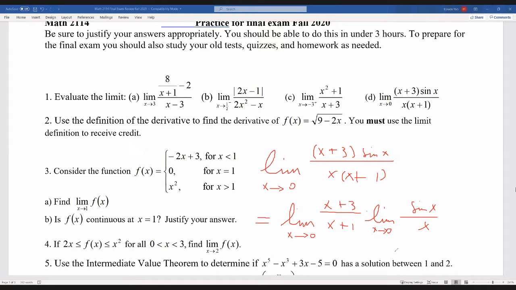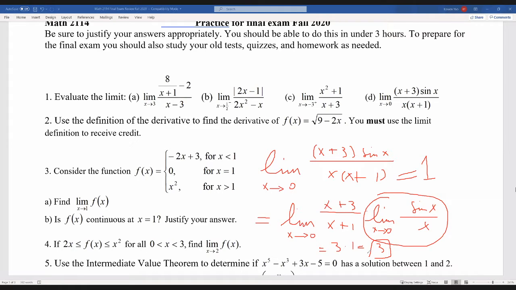Why do I want to write that? Because this is a famous limit, remember? This limit is 1. We have learned this, the famous limit in mathematics. The limit of sin x over x as x approaches 0 is equal to 1. So this part is 1. Now here you can use direct substitution, put 0 inside. So this is 3 over 1, 3 times 1, which is 3. So we have found the answer, which is 3.